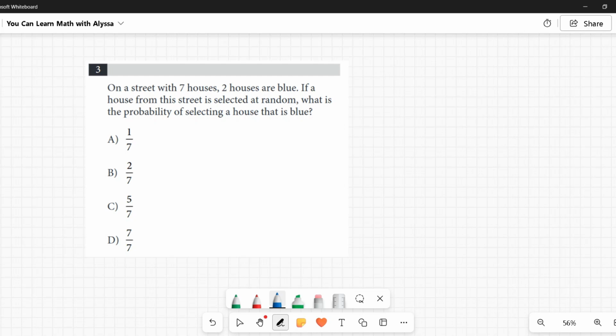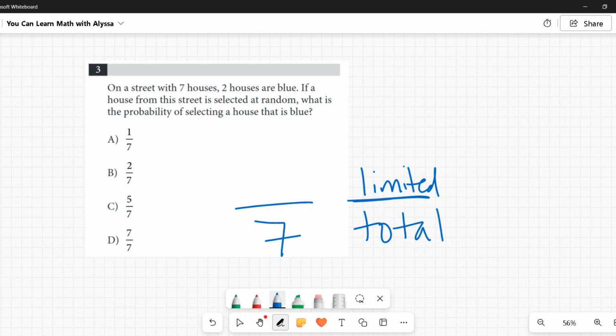So here, the total, the whole, is 7 houses. And we want to know what are the chances of selecting a house that is blue. So what you're going to do is that limited number out of the total number. So how many houses are blue? That limited number out of that huge, huge neighborhood of 7 houses. How many are there that are blue? There are 2. So since the total number of houses is 7, our probability of selecting a house that is blue is 2 in 7.